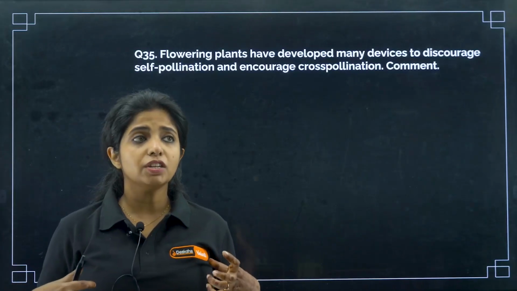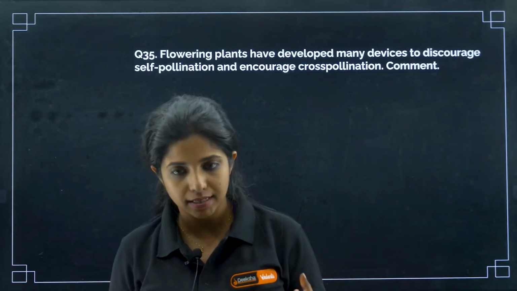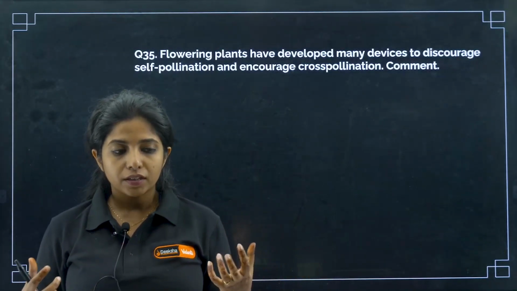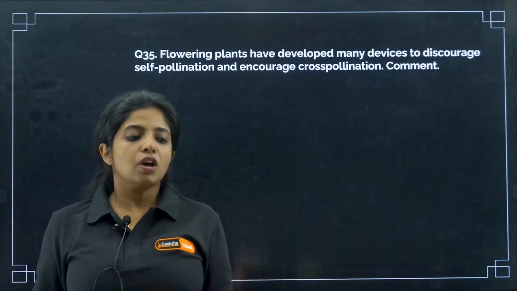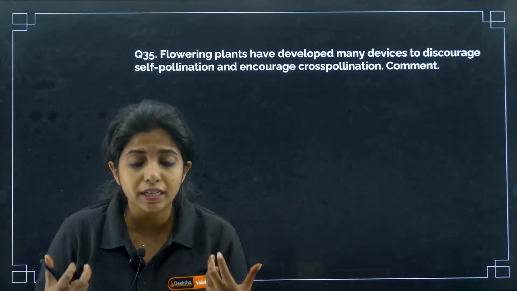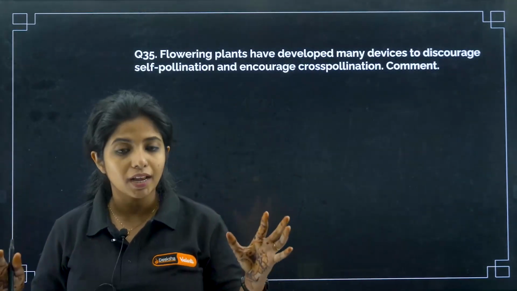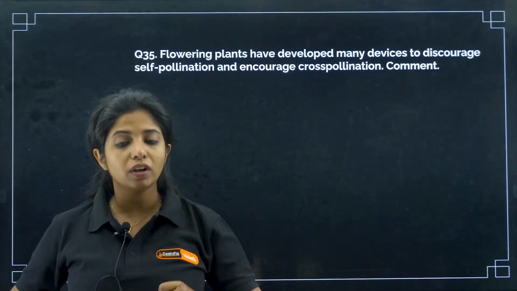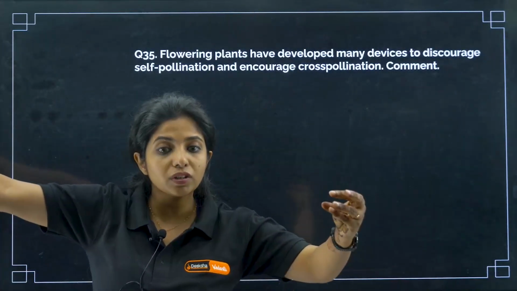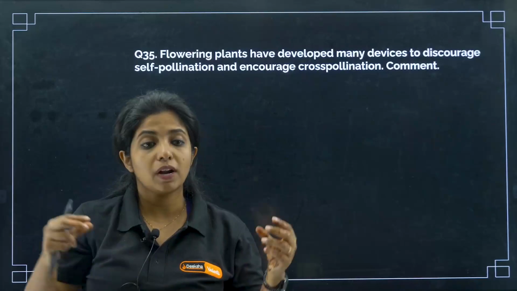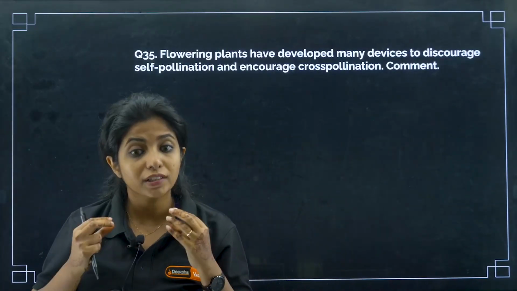It causes something known as inbreeding depression in plants, and in animals also. Basically, the offspring which would be produced would not be fertile and so on. So we don't want that. We want to encourage cross-pollination, where the male gametes from one plant come to the female gamete of another plant. That means two genetic materials have to come together.